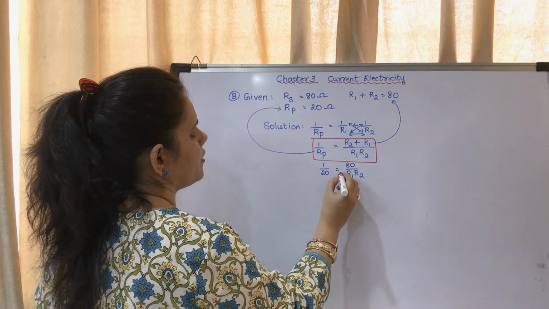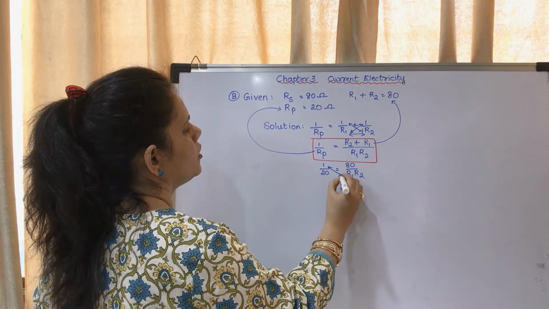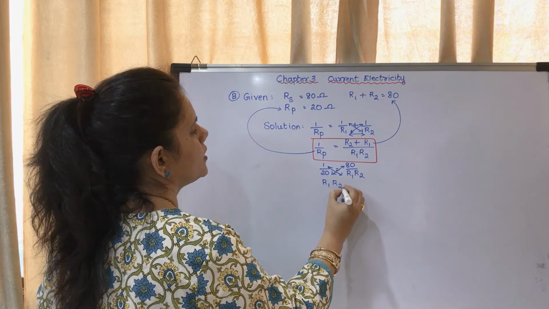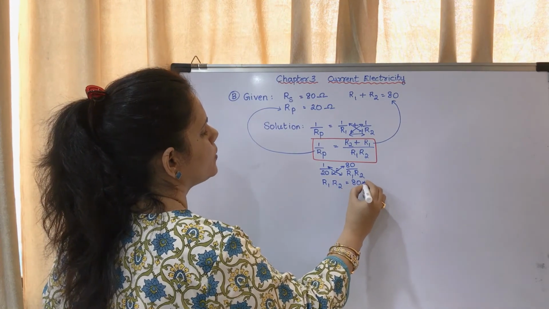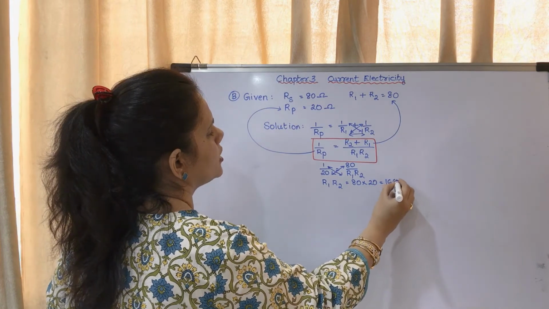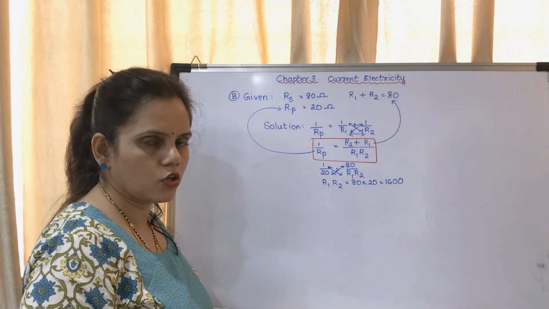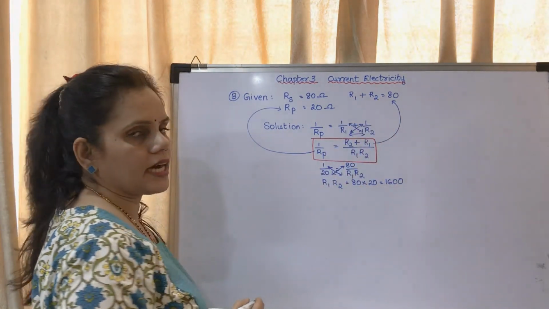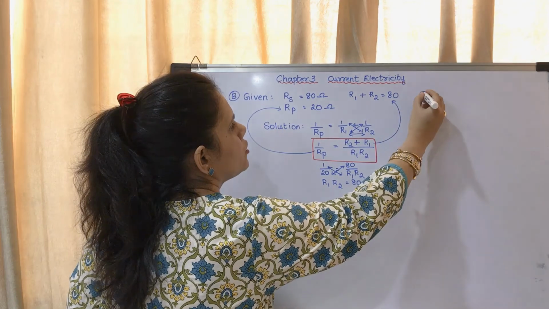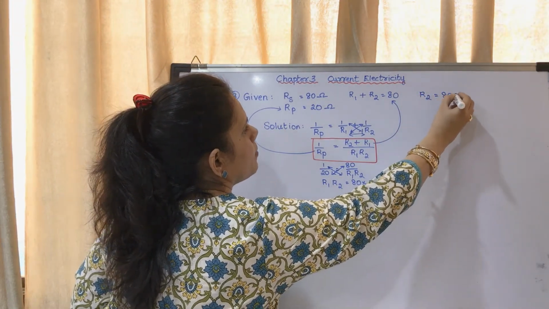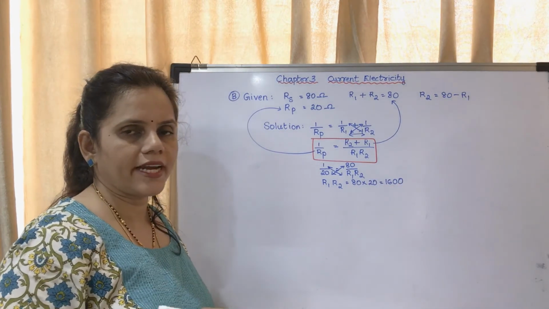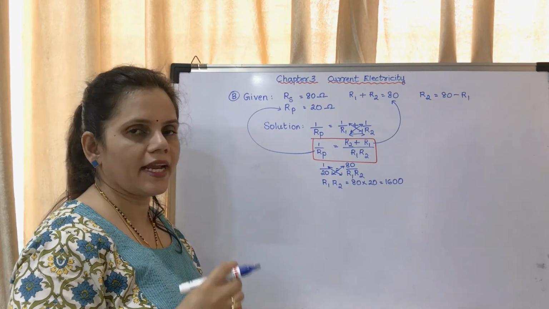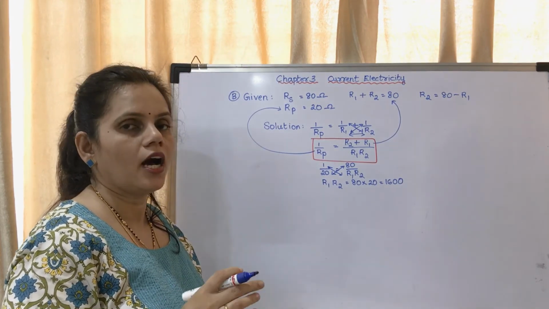That means if we cross multiply, you will get R1 R2 is equal to 80 into 20, that is equal to 1600. Now, if R1 plus R2 is equal to 80, R2 will be equal to 80 minus R1. Do you get it? This is a derivation, how to solve.